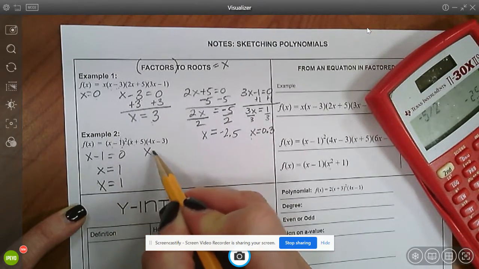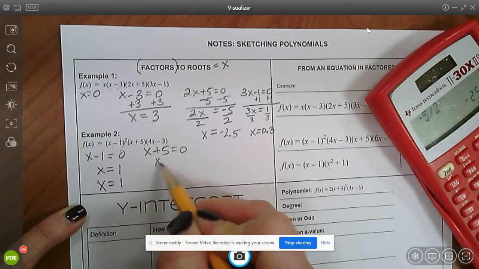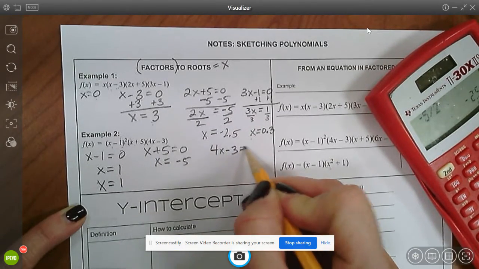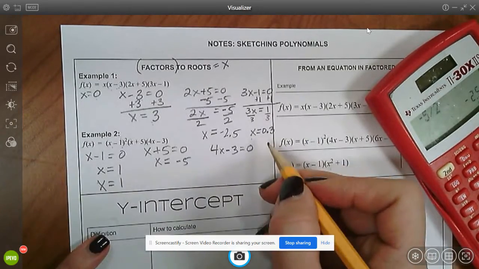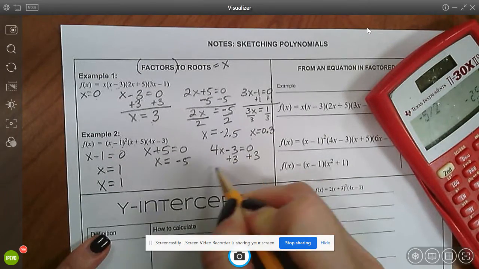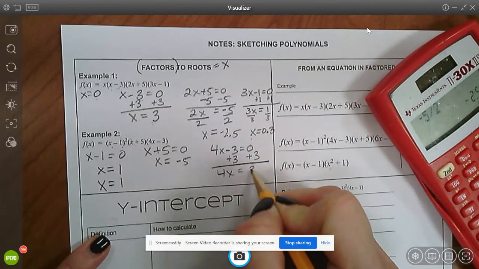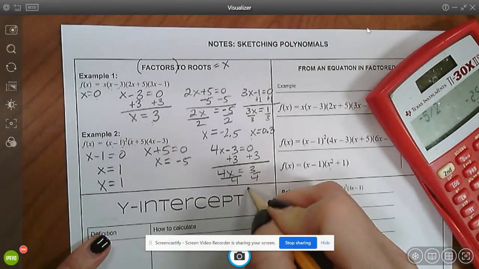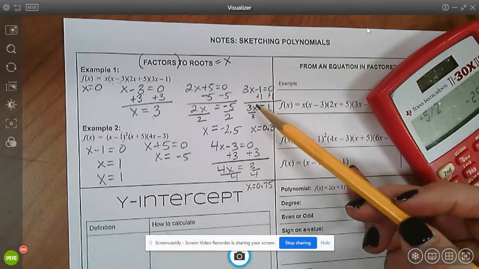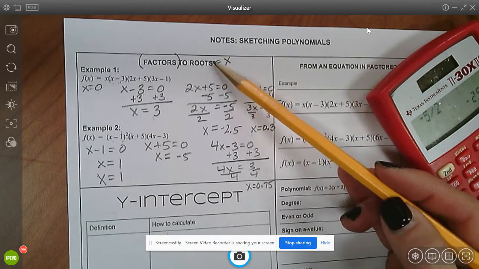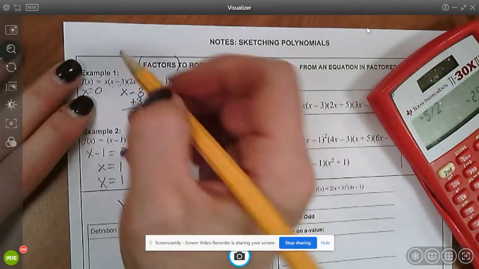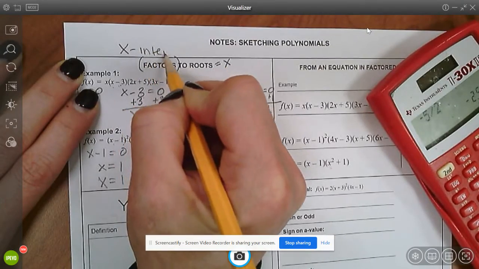Here I have x plus 5. Well, I know that x is just going to be negative 5. Now the 4x minus 3, that one I'm going to work out because there are two steps and it might be a little much to do in my head. So I'm going to add 3 to both sides. And I have 4x equals 3. Divide both sides by 4. And x equals 0.75. So these are just the steps for finding the roots when we have the factors. These give us the x-intercepts. So I'm going to actually write that up here. X-intercepts.